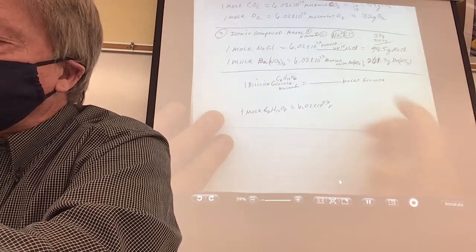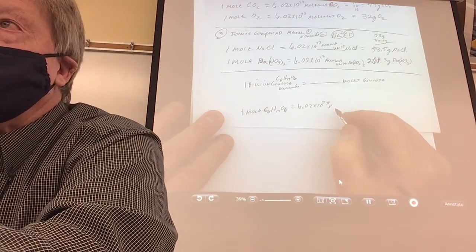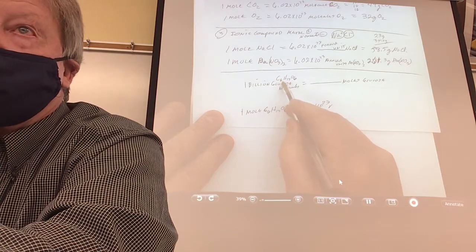Why do you say formula units? Because that's not a... What are these? Are these metals? Non-metal, non-metal, non-metal.